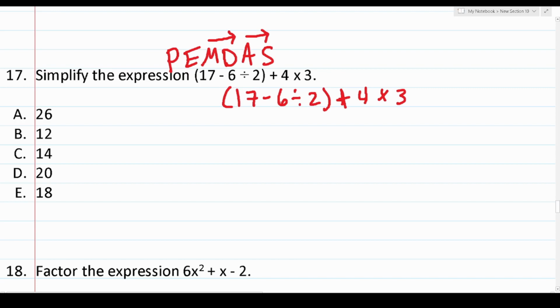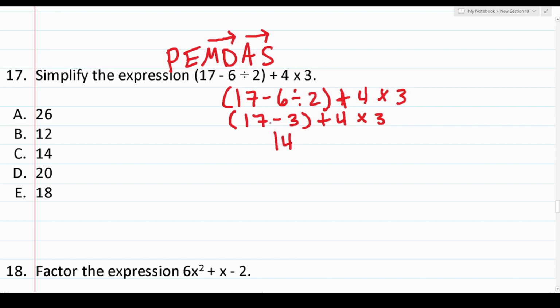So are we going to do 17 minus 6 first, or 6 divided by 2? Well, in parentheses, we have no exponents, but we have division, which comes before subtraction. So I'm going to start by doing this division first. So this is going to become 17 minus 6 divided by 2 is 3. Again, this is plus 4 times 3. Okay, we're still working in parentheses, and the only operation to carry out inside parentheses is 17 minus 3, which is going to be 14.